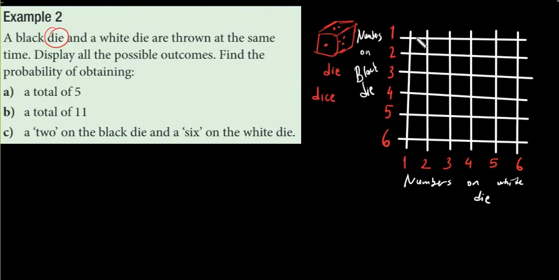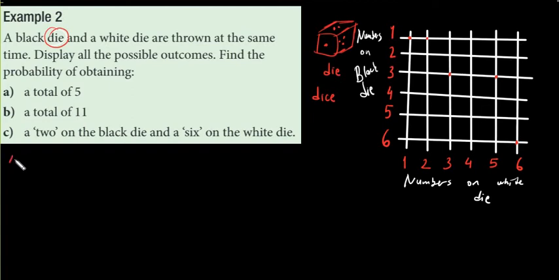So these are all the possible outcomes. For example, I can get 1 and 1, as you see. I can get 1 and 2. For example, I can get 3 and 3, right? I can get 3 and 5. And also I can get 6 and 6. These are all possible outcomes.